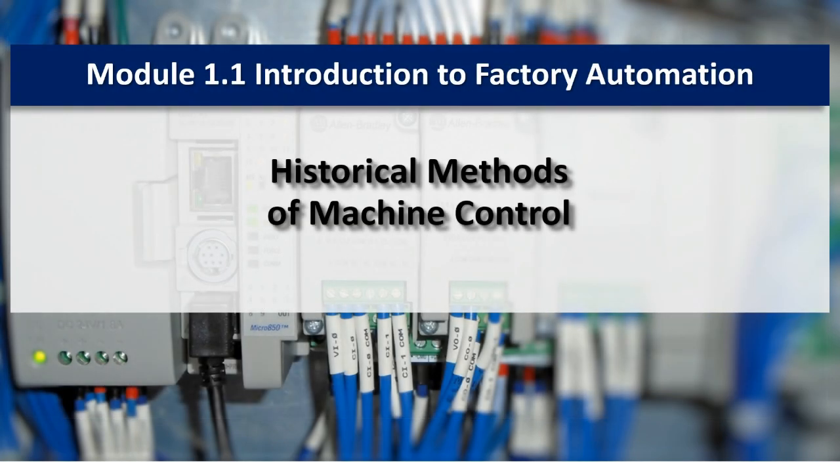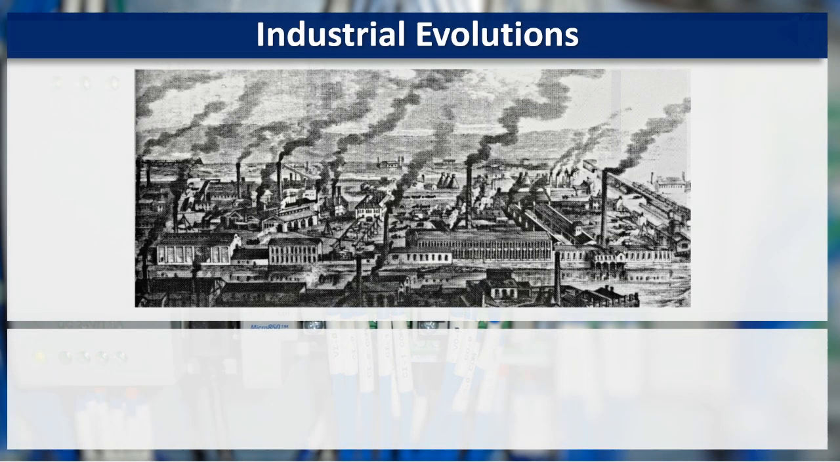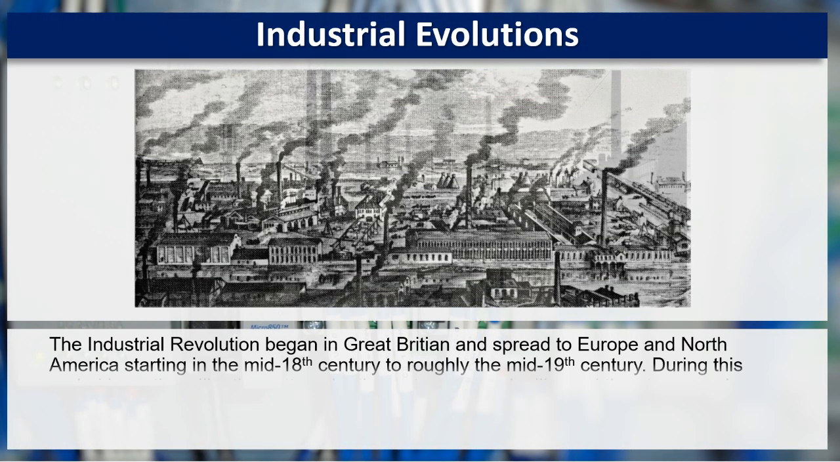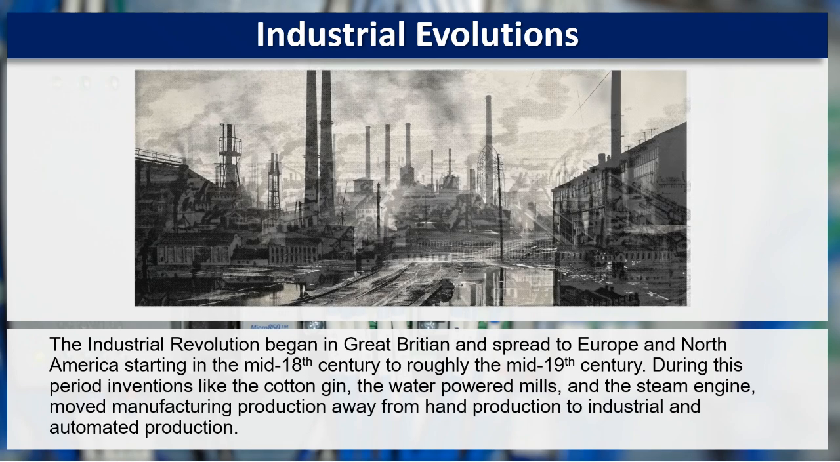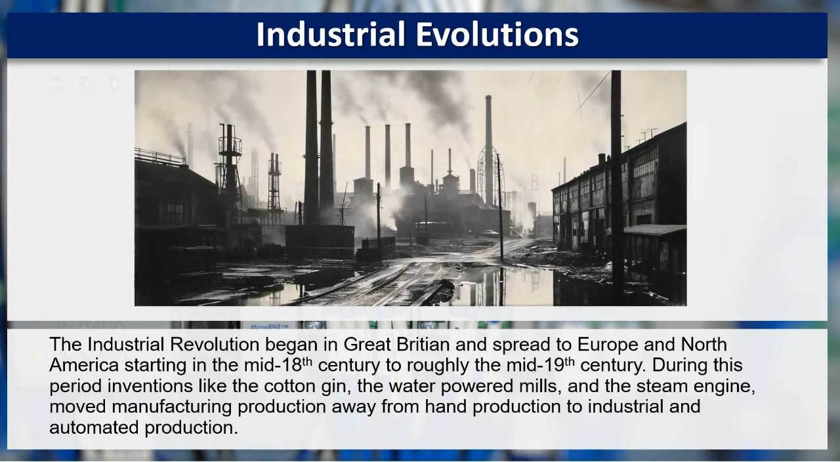Historical methods of machine control. The Industrial Revolution began in Great Britain and spread to Europe and North America starting in the mid-18th century to roughly the mid-19th century. During this period, inventions like the cotton gin, water-powered mills, and the steam engine moved manufacturing production away from hand production to industrial and automated production.